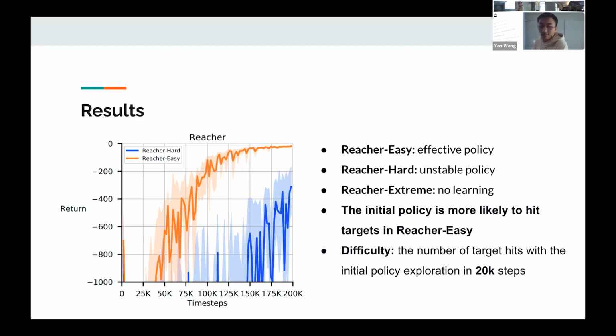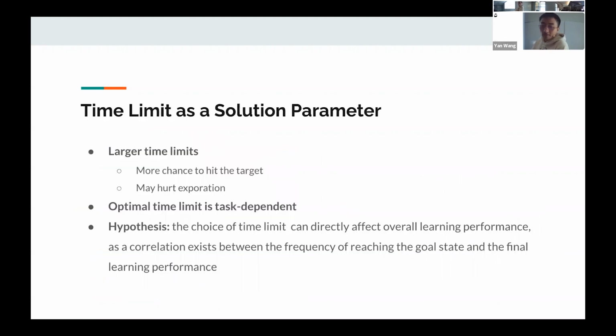So at least our preliminary result confirmed that SAC can reliably solve minimum time tasks under some conditions. So we further define the difficulty of a minimum time task by counting the number of target hits with the initial policy in 20K steps. Then we investigated what factors could impact the difficulty of a minimum time task.